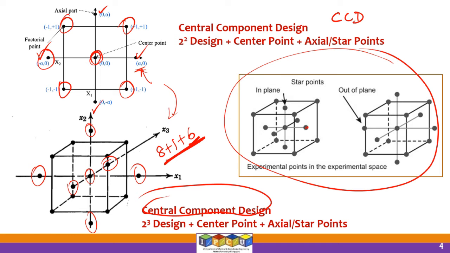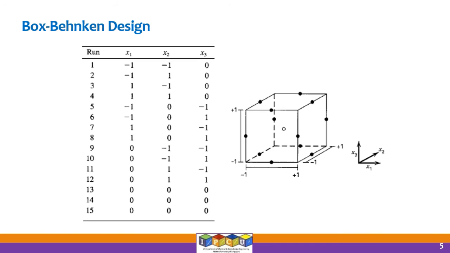In any case, in the design without replicates, the central composite design for 3 factors will have 15 experiments, right? 8 corners of the cube plus 1 center point plus 6 related to each face of the cube. All right, so you have 15 experiments in the central composite design.